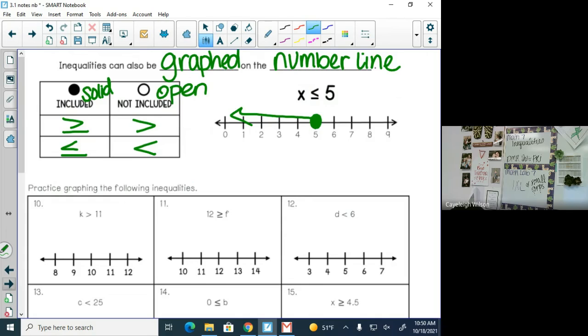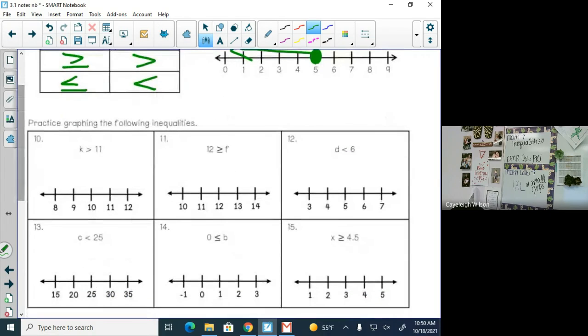All right, well, let's look at number 10. So on number 10, to start it off, I'm going to look at what number it is. So it's 11, but would I do an open or a closed circle on number 11? Open, because there is not a line under the inequality symbol. So no line under the inequality, so I do open.